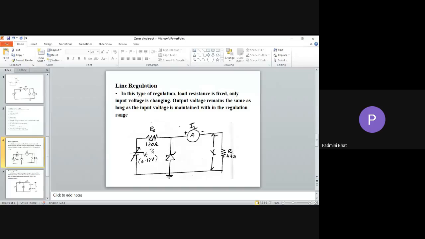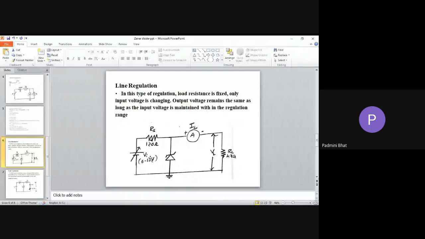Now my doubt is how much variation can happen here. Let us take minimum 6 volts to 12 volts. This is the permissible range. Theoretically, within this range you can change, and it tends to give a constant output. So let us check whether it happens or not. But we should also see what is going to happen outside this range.